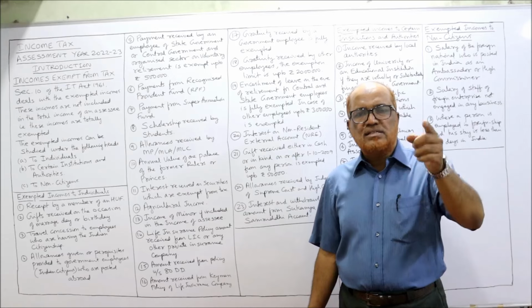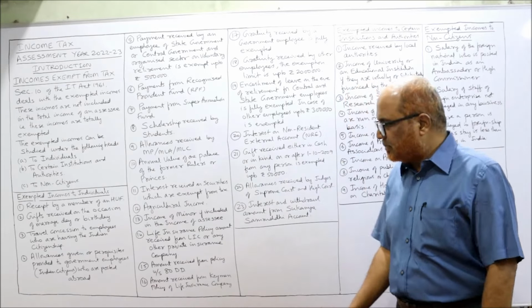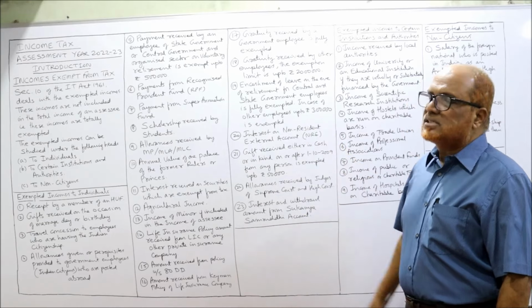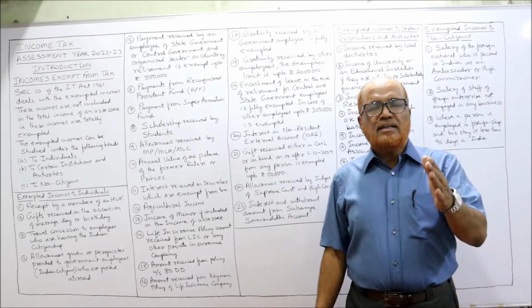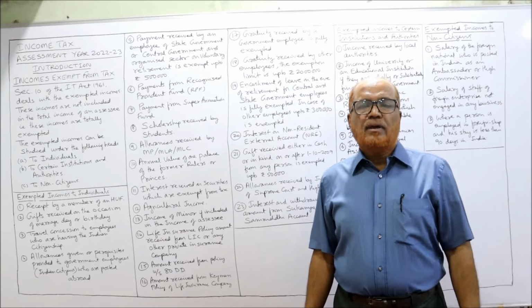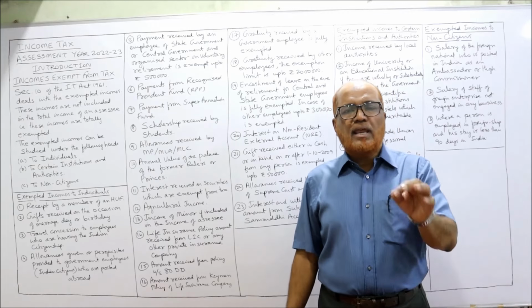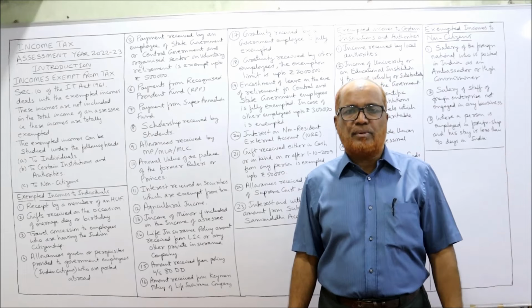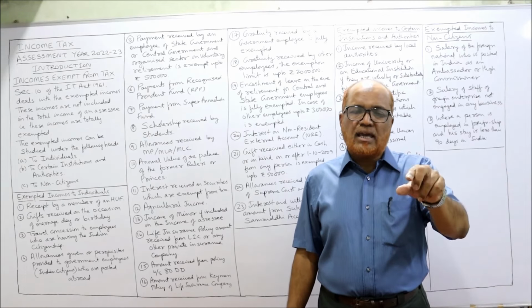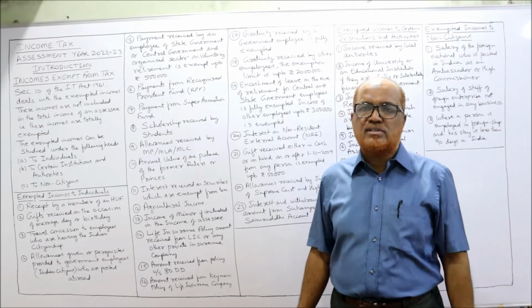If a person has received the amount from Keyman insurance policy, fully exempted. Next one, gratuity received by government employees fully exempted. Very important. At the time of retirement, gratuity will be given by the employer to the employee. The gratuity received by government employees fully exempted from tax. What is gratuity? Again, in the next coming videos, income from salary, I am going to explain.